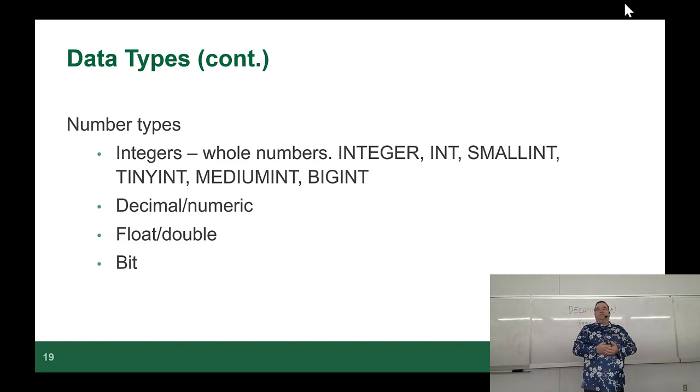Then we have the bit. Not everything has bit. Bit is sometimes known as a Boolean, which means it's on or off. The problem with bit is sometimes it's actually a byte. So it's actually 0 to 9. MySQL is weird that way.